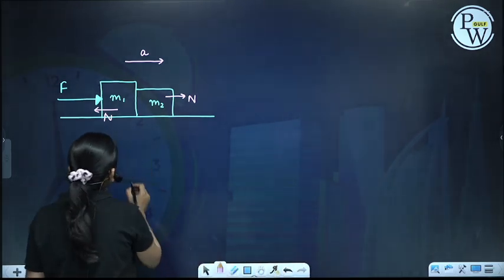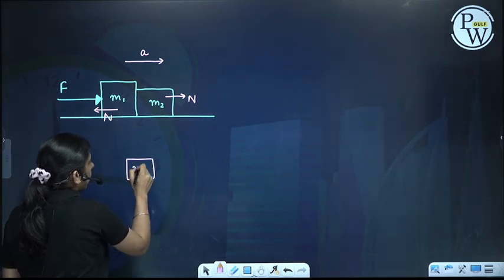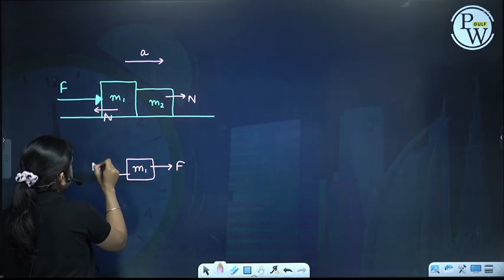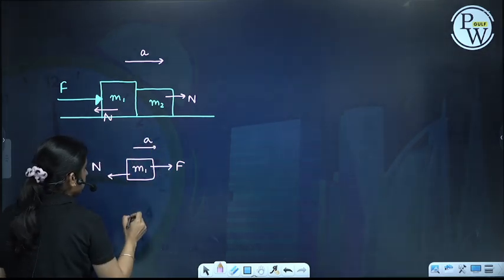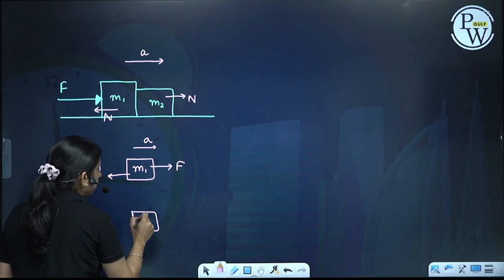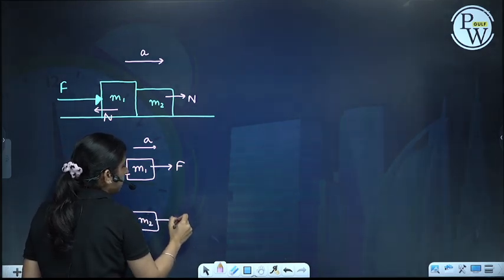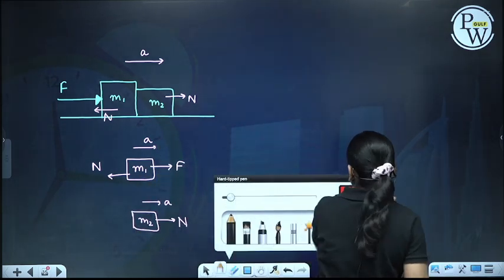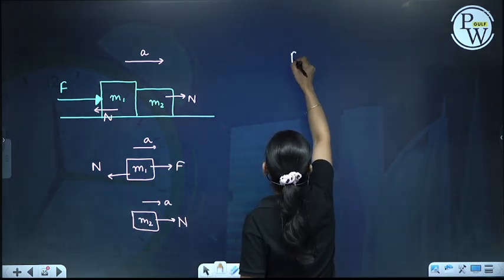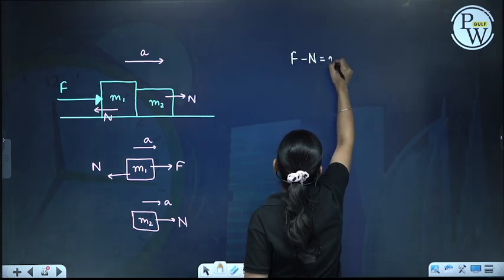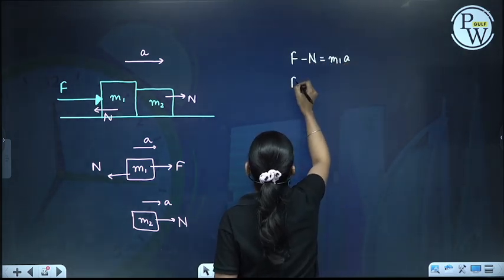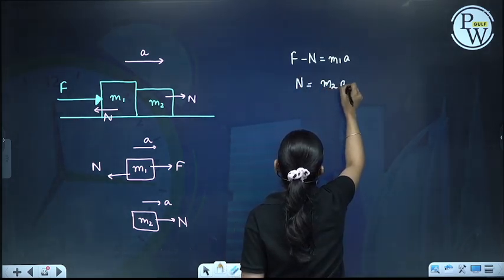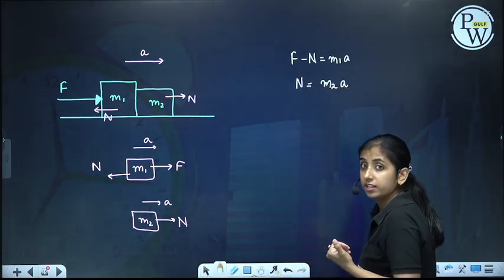Now draw the free body diagrams. On M1, force F is acting forward and force N is acting backward, moving with acceleration A. Now draw it for M2: the normal reaction is acting forward, moving with acceleration A. Write the equations of motion. The first equation will be F minus N is equal to M1A, and the next equation will be N is equal to M2A.